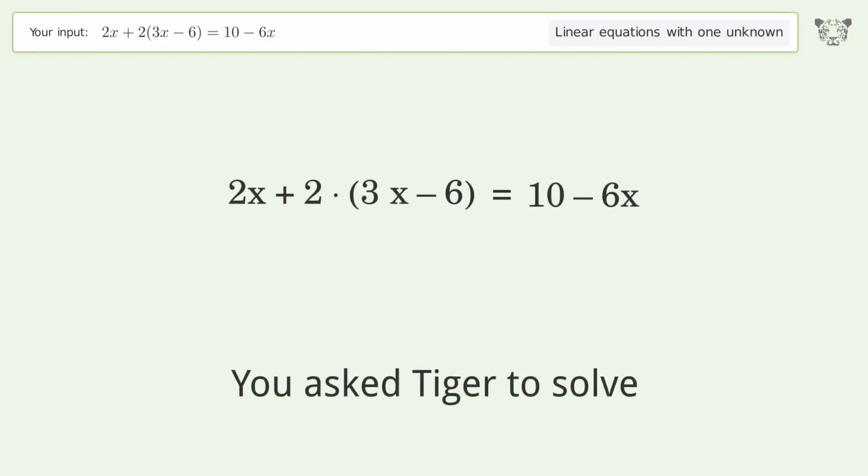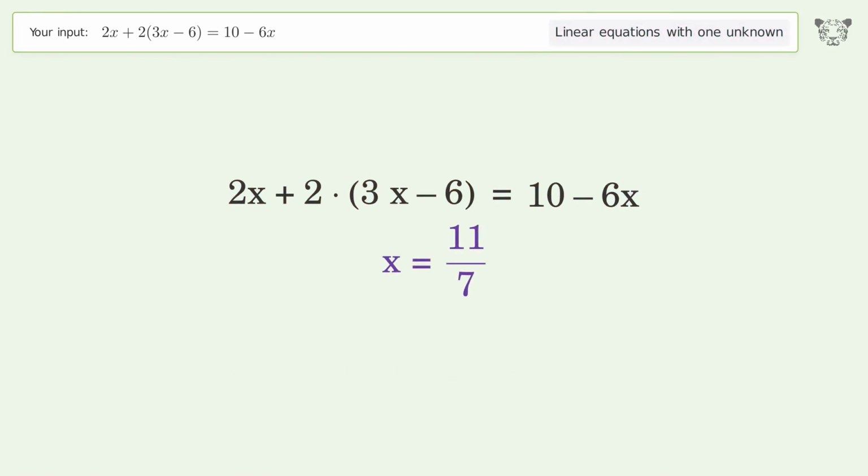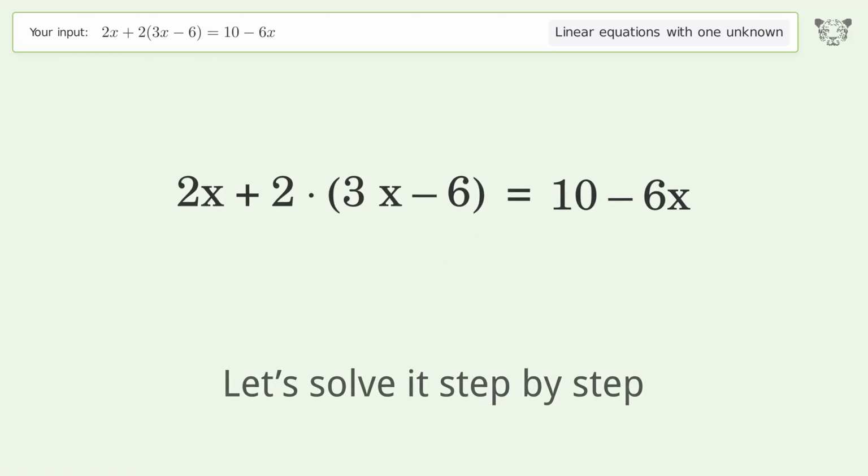You ask Tiger to solve. This deals with linear equations with one unknown. The final result is x equals 11/7. Let's solve it step by step.